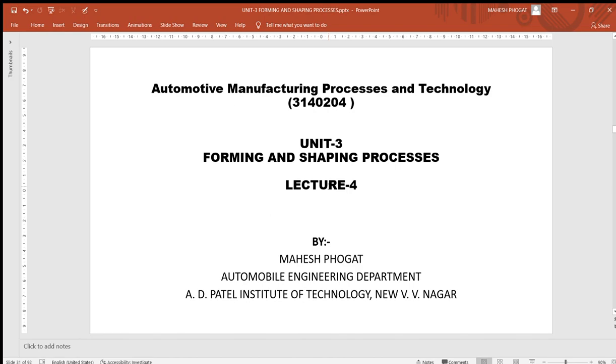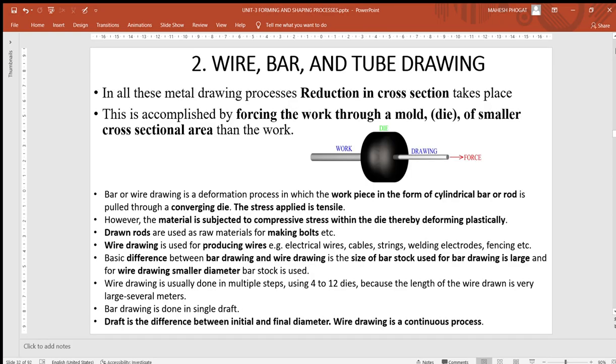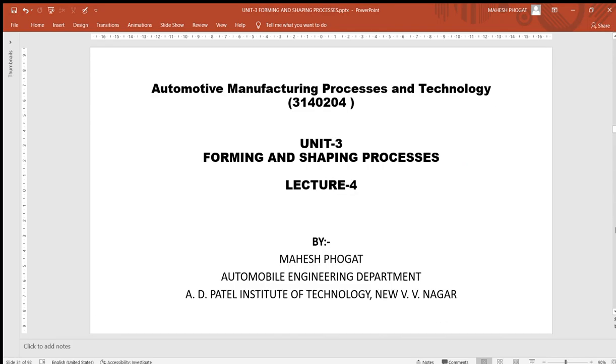Last time, in lecture number 3, we started the topic of drawing, and we saw that drawing has been classified into basic categories. First is sheet metal drawing, and second is bar and wire drawing. We had already seen that sheet metal drawing is further classified into two categories, shallow drawing and deep drawing. If your diameter by height ratio is less than half, that is called shallow drawing, and if it is more, then it is called deep drawing.